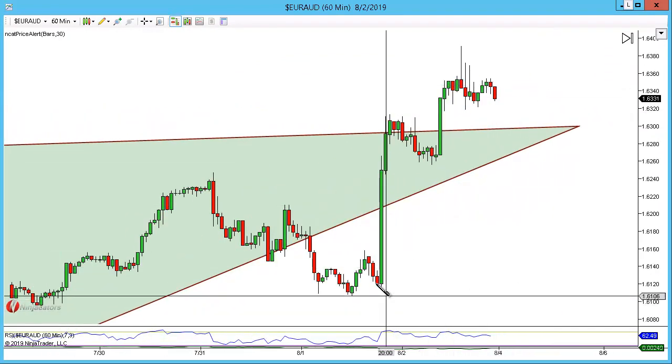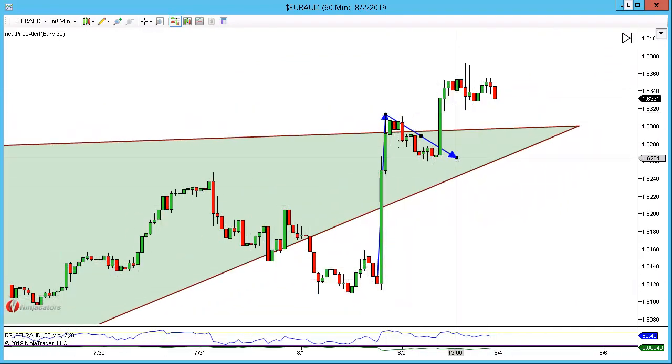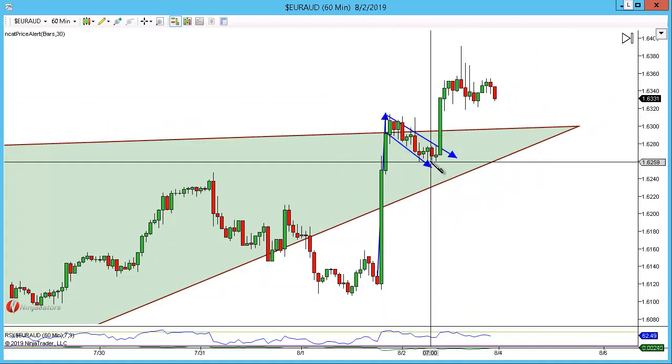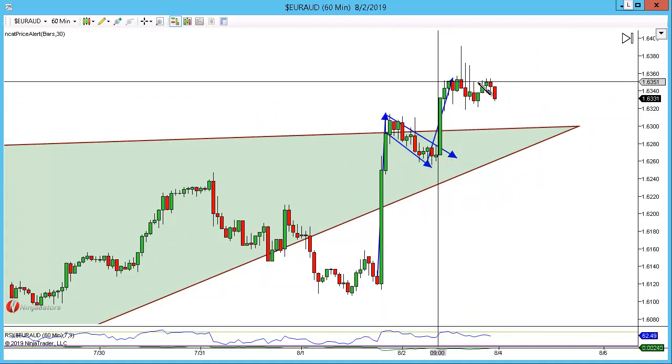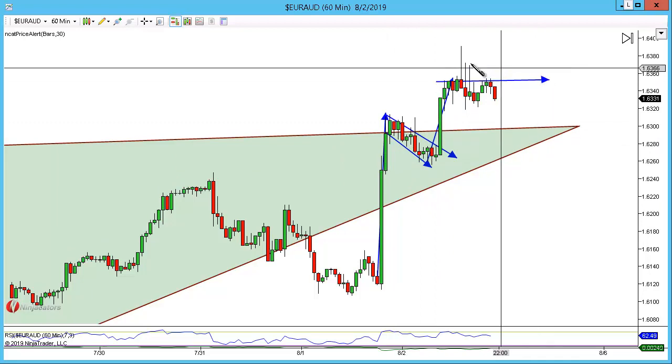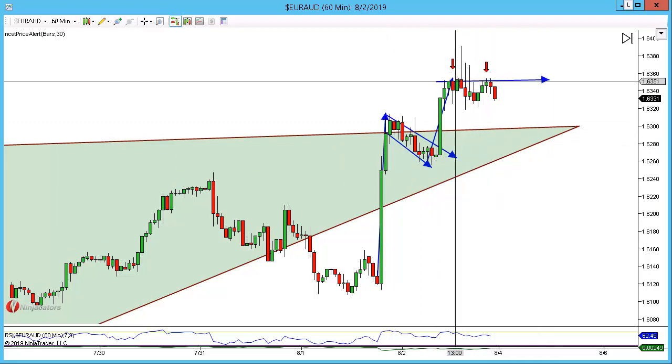Not too much on the 60. You got a lovely bullish run here. You had a small breakout pattern which personally was not valid for me. You've seen another move higher. Looks as though now you're putting in a double top. Is it a valid double top?